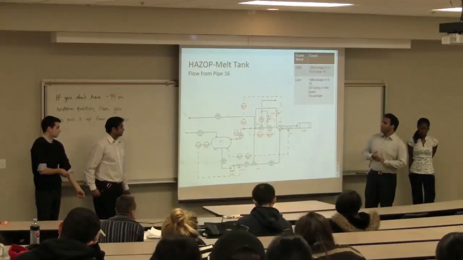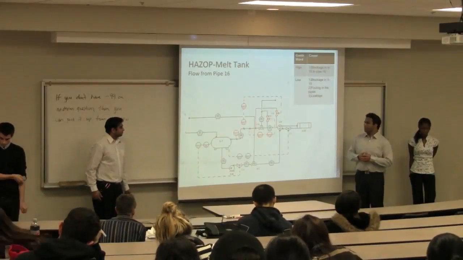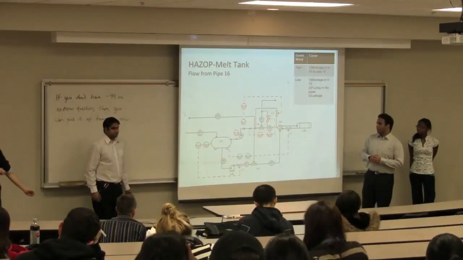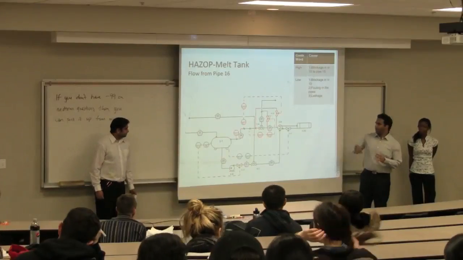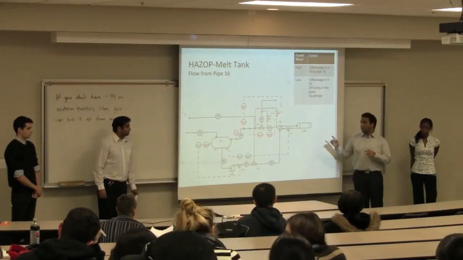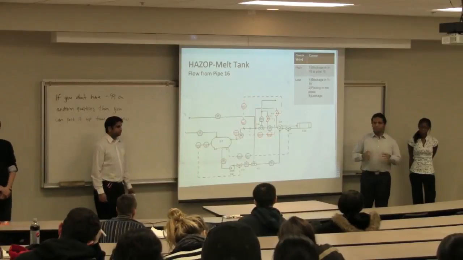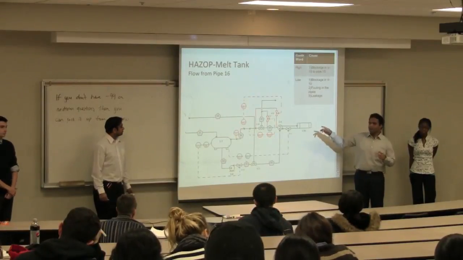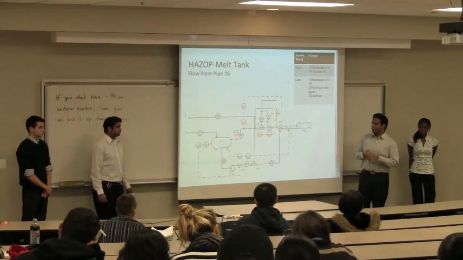So the first case that we looked at was an increase or a high flow rate of the recycle stream. This can be primarily caused by a blockage in P10, just shown there, between the rotary valve. So basically here you have restriction of flow from 14 to 15. Consequences of this could be decreased production, because stream 15 is our final product stream. Therefore, if that's restricted, you're going to have a decreased production rate.